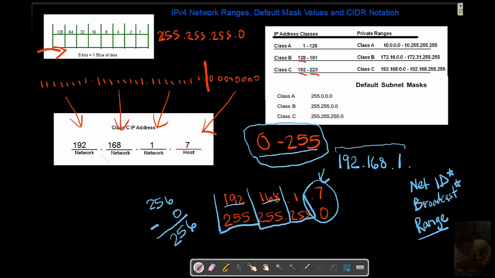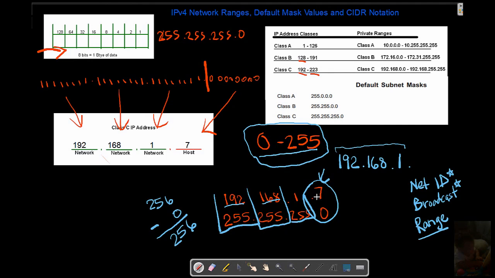It wouldn't make sense if I had an address that was the broadcast, because when you send communications to me, it went to everybody. You cannot assign this to a device. But we will have to determine what our ranges are that we can assign devices to. So here's what we're talking about.